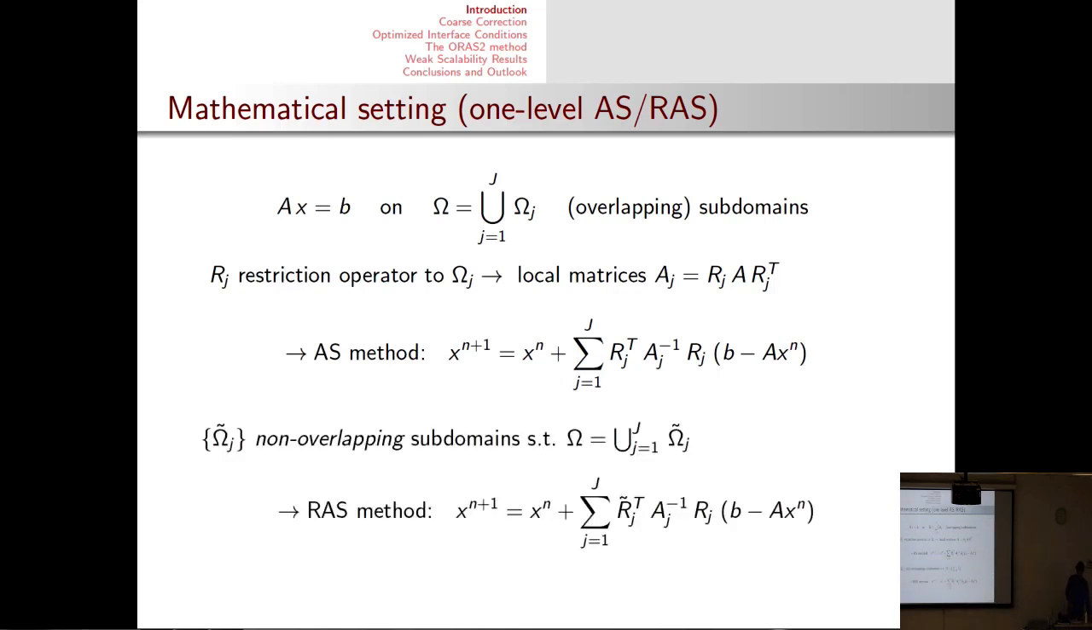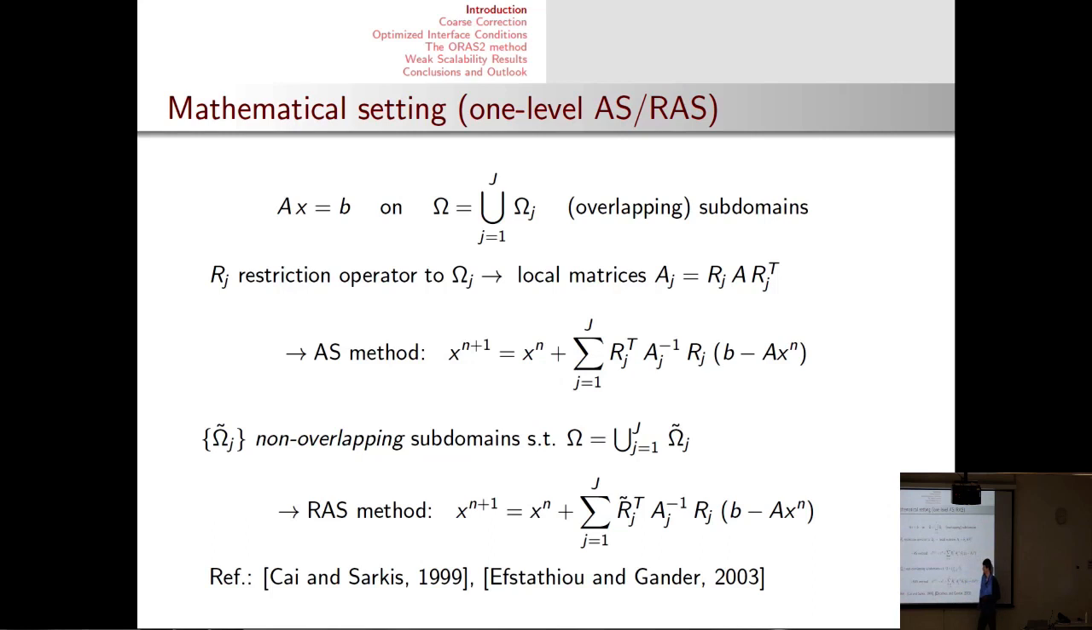Now, to obtain the RAS method, we have to introduce a non-overlapping set of subdomains that we'll call omega tilde j, that also covers all of omega. And so the difference between the additive Schwarz method and the restricted additive Schwarz method is just the tilde here. So the extension part must be done with this non-overlapping subdomain decomposition. And well, to get why RAS is better than AS is not obvious. It was found accidentally by Cai and Sarkis in 1999. And I also point you to that paper by Efstathiou and Gander from 2003, which explains why RAS actually works better than the AS method.